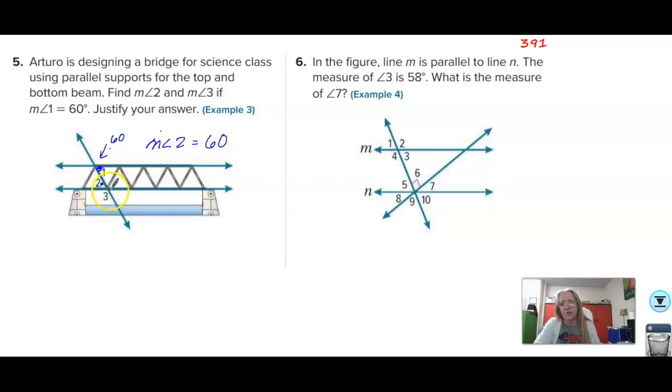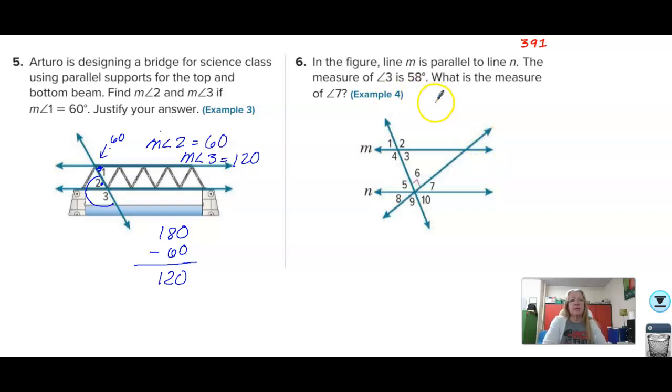But they also want the measure of angle 3. Now for the measure of angle 3, we're going to have to do a little math to get to it. Angle 2 added to angle 3 makes a straight line. So we take the degrees in a straight line and subtract 60 from it, because that's what angle 2 is. When we do that, we get 120. So the measure of angle 3 is 120. Like being a math Sherlock Holmes, you've got to figure this stuff out.